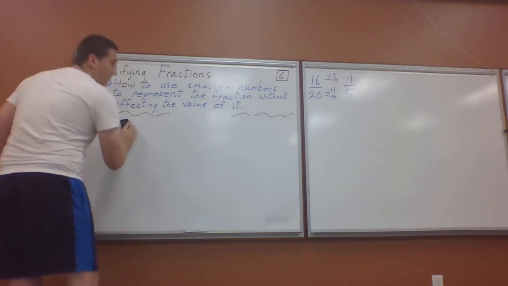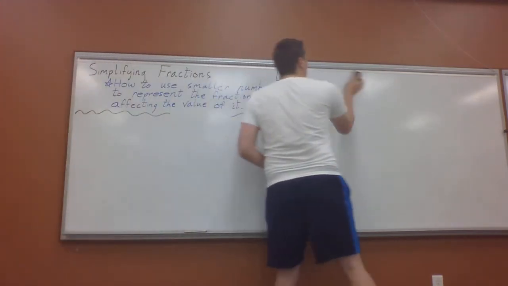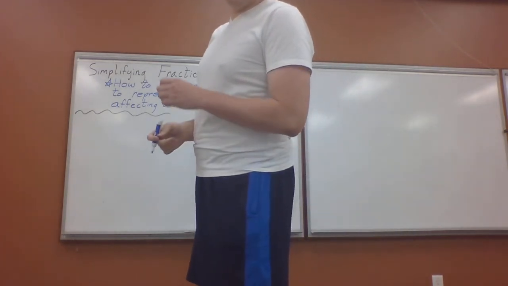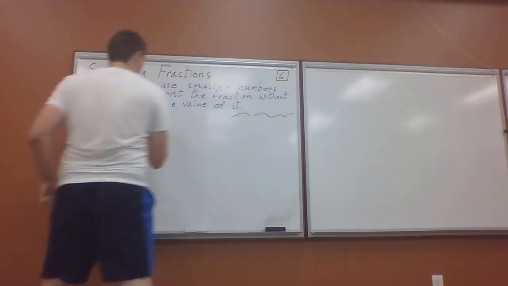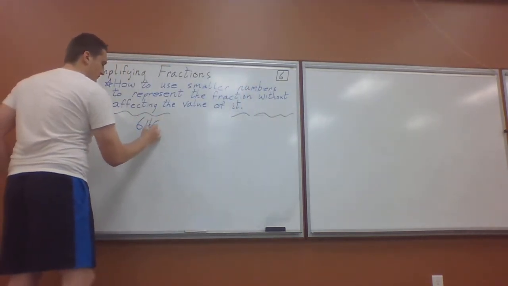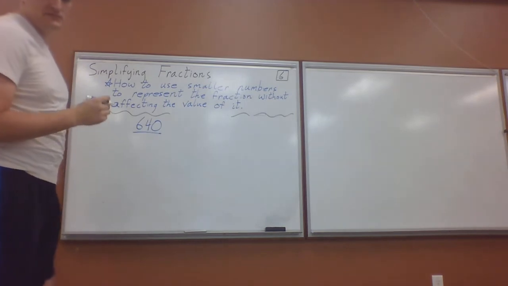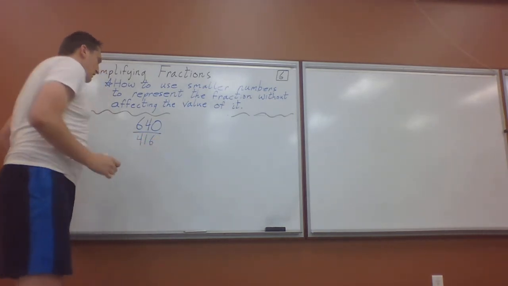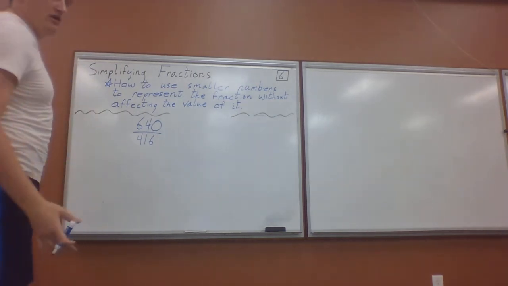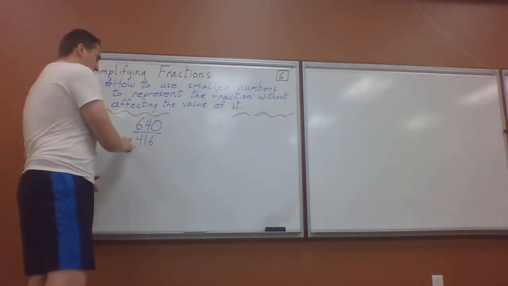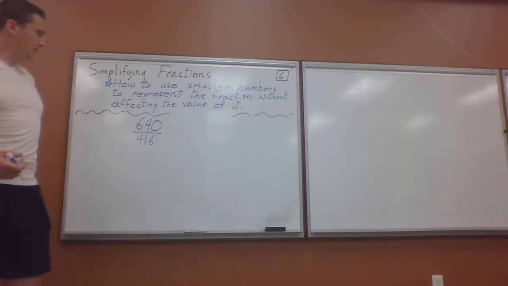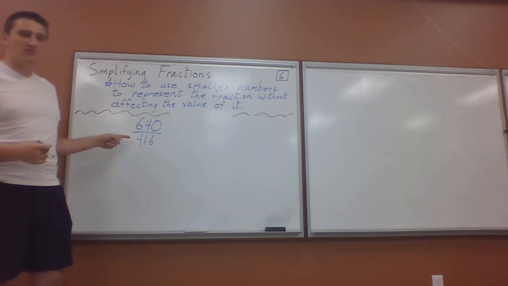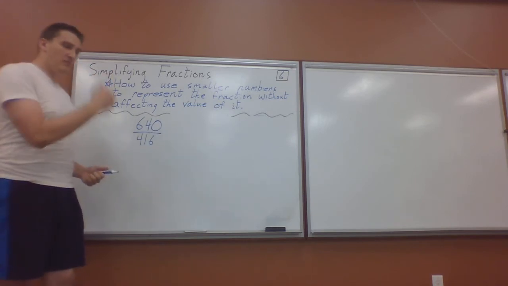So hopefully we know enough about our divisibility rules from the last video to maybe help us simplify some bigger fractions. Let's say we took the number 640 divided by 416. Let's see. I want to know what's the number that divides this number and that number evenly. Now here's a little strategy I like to do when I simplify fractions. If I notice the top and bottom are both even, I like to cut the top and bottom by half.